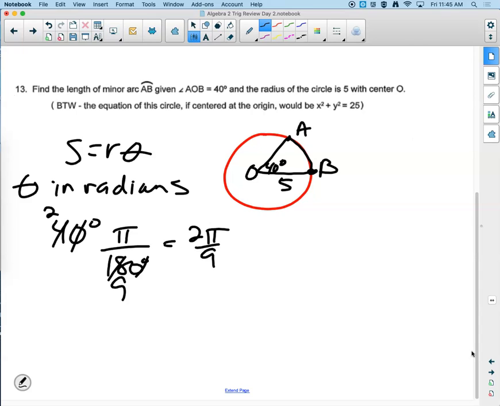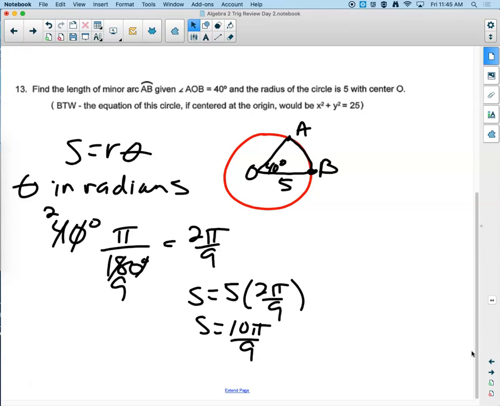So our little formula S equals r theta is going to be S equals 5 times 2 pi over 9, which will be 10 pi over 9. And if you look down on the ACT answers or MCA answers and you see decimals, then just punch that in and see what it is. Everybody knows we have a pi key on the calculator, right? So if you wanted this one as a decimal, you could punch in 10 pi and then divide that by 9. It's about 3.5 as a decimal.